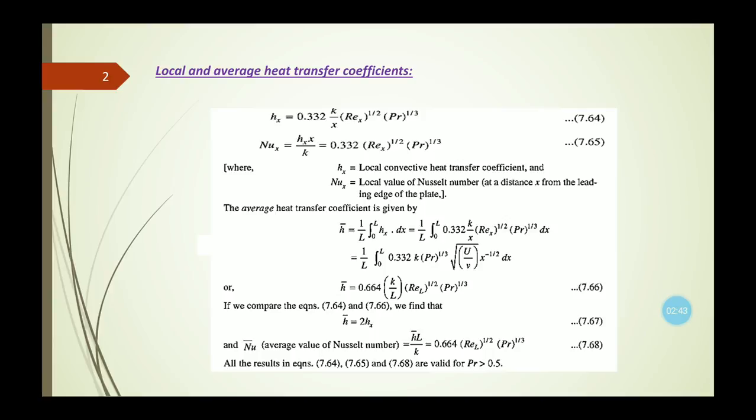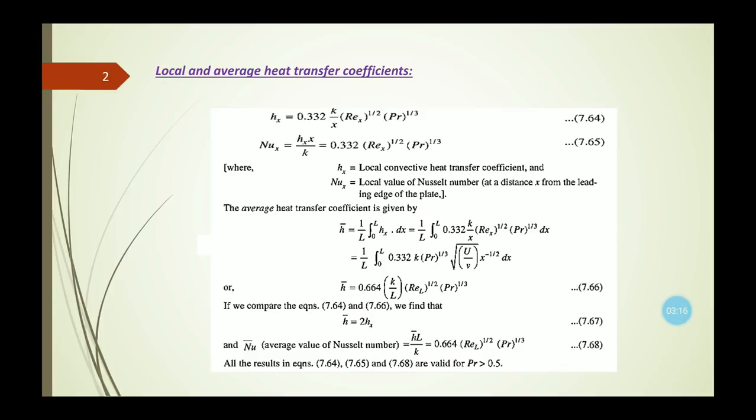Now if we compare 7.64 and 7.66, then ultimately we get that the average heat transfer coefficient is equal to twice the local heat transfer coefficient. So this is the relation between the local and average heat transfer coefficients, and in that case the average value of the Nusselt number, H bar L by K, will be 0.664 average Reynolds number to the power half and Prandtl number to the power 1/3.